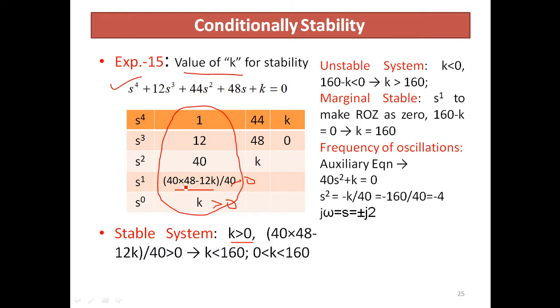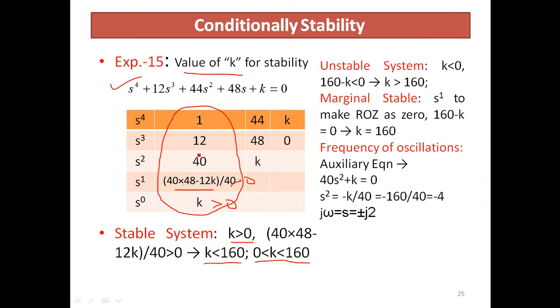and this factor, that is 40 into 48 minus 12k divided by 40, must be greater than 0. On solution, k is less than 160. So the range would be k is greater than 0 and k is less than 160, that is, 0 is less than k is less than 160.